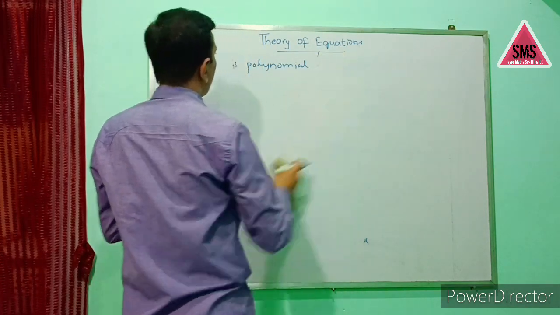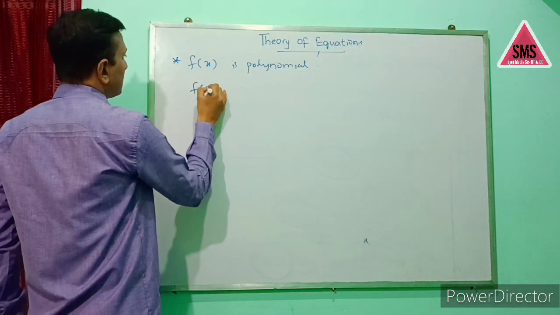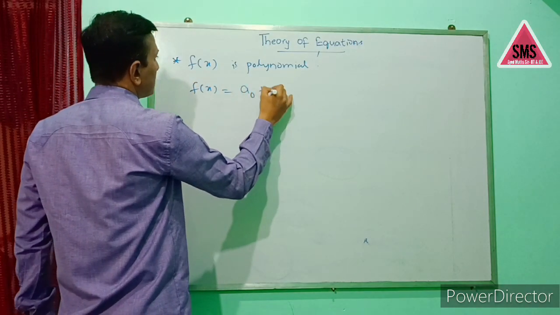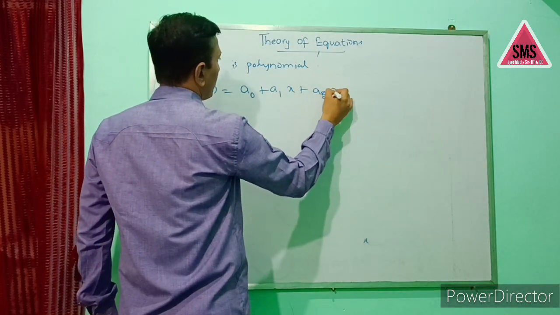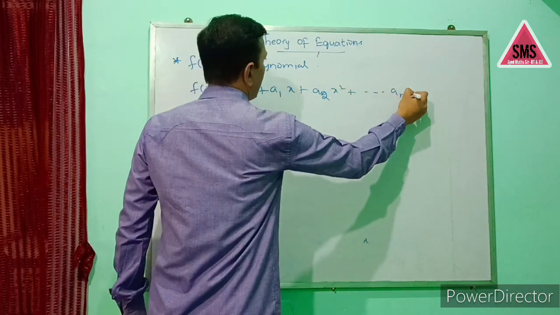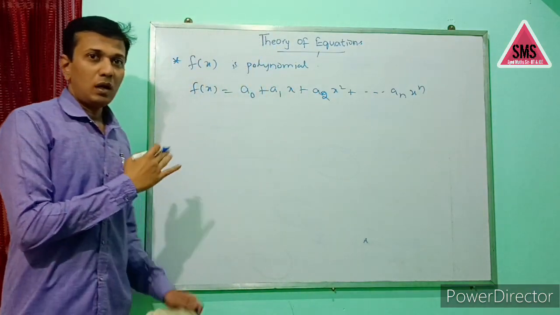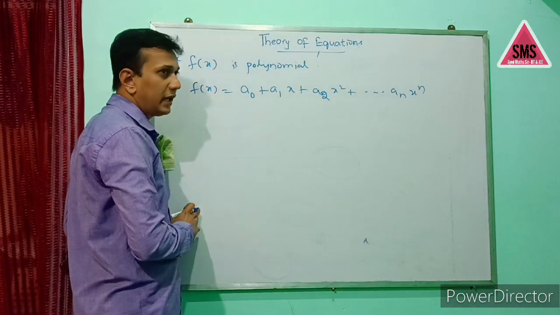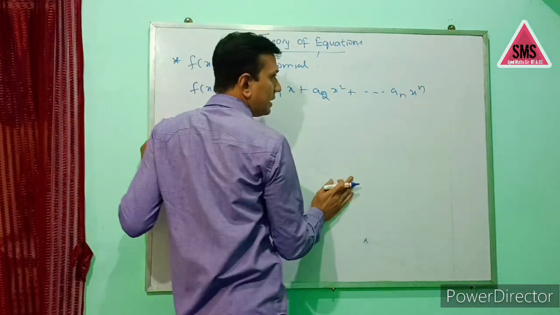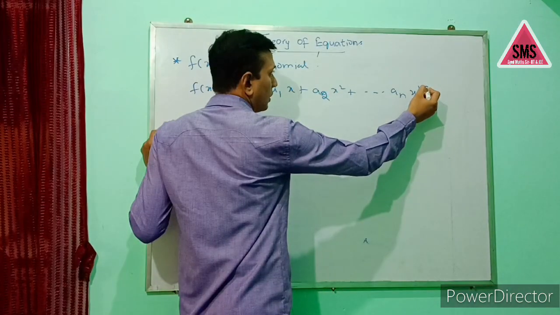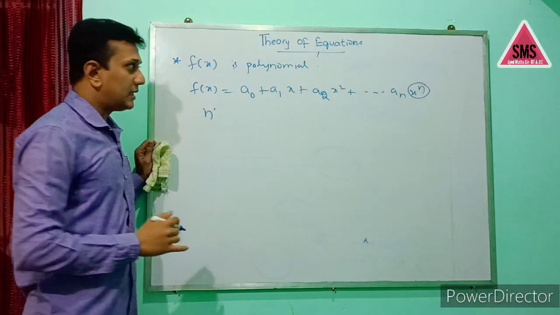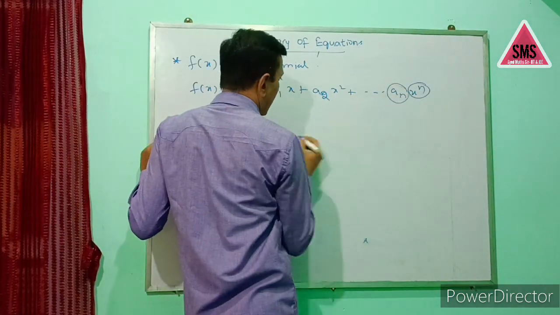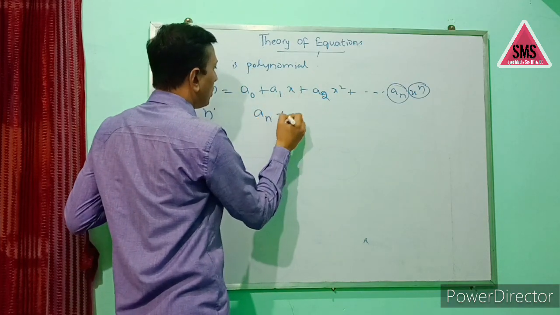let us consider the polynomial f of x is equal to a naught plus a1 x plus a2 x square and so on, up to an x power n. So according to this, which one will be the degree? Based on this n value, we will decide the degree. Think that n is the highest degree here. So n is the degree of the polynomial. But the condition is that this coefficient an should not be 0.